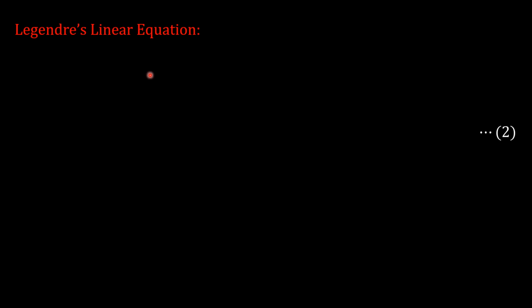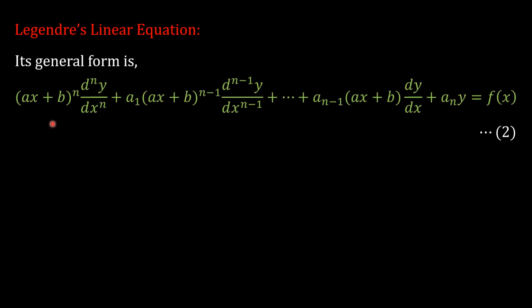So Legendre's linear equation, its general form is (ax+b)^n d^n y/dx^n + a1 (ax+b)^(n-1) d^(n-1) y/dx^(n-1) + and so on, + a(n-1) (ax+b) dy/dx + an y = f(x). We call this differential equation as 2. We have called 1 the Cauchy's linear equation.